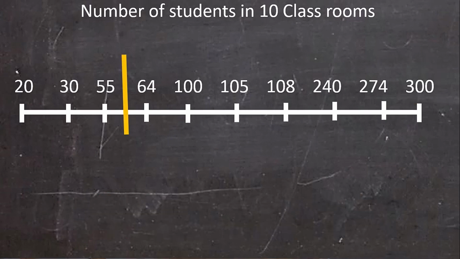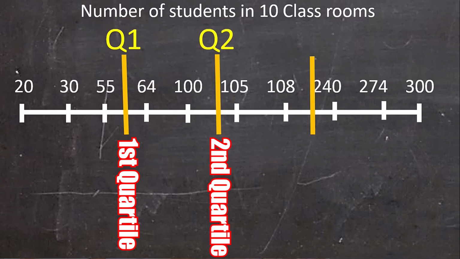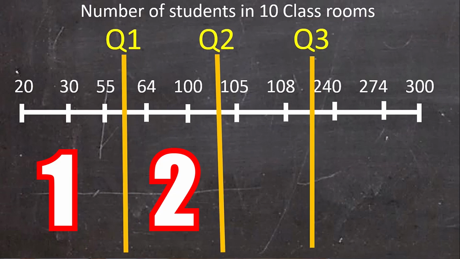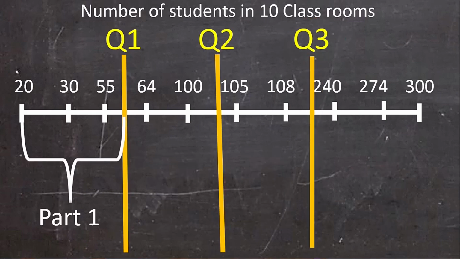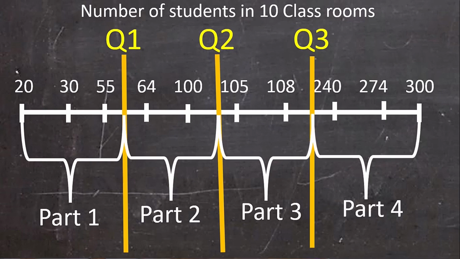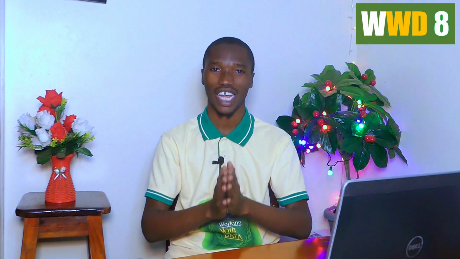Now if I'm to draw 3 lines dividing this dataset into equal parts, remember our dataset is actually sorted from smallest to biggest. That means the first line will be Q1, that is quartile 1. The second line will be Q2, that's quartile 2. And then the third line will be Q3, that's quartile 3. Now those 3 lines divide our dataset into 4 equal parts. This is the first part, this is the second part, this is the third part, and this is the fourth part. Each part contains 25% of the dataset. So Q1, Q2, and Q3, those are the quartiles. Let's switch to Excel and get to know more about quartiles.